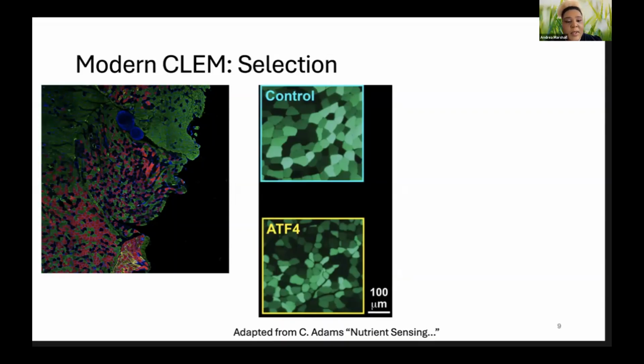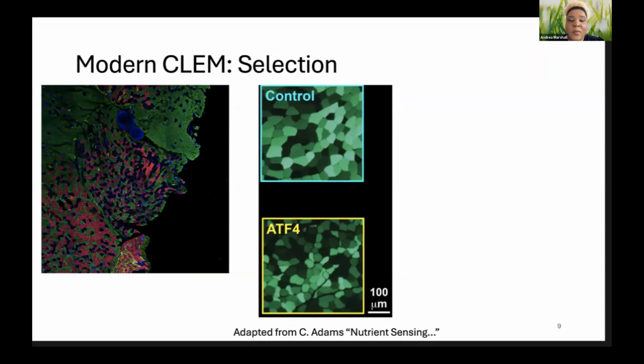And what we see as well are images adapted from Chris Adams' nutrient-sensitive paper looking at the role of ATF4 in skeletal muscle atrophy. In these cases, live animals were electroporated with either GFP or ATF4 overexpressing plasmids, and you can readily see the effect of elevations of ATF4 on muscle fiber diameter.